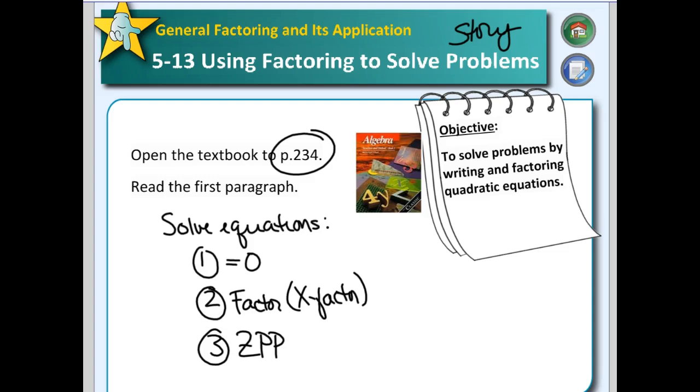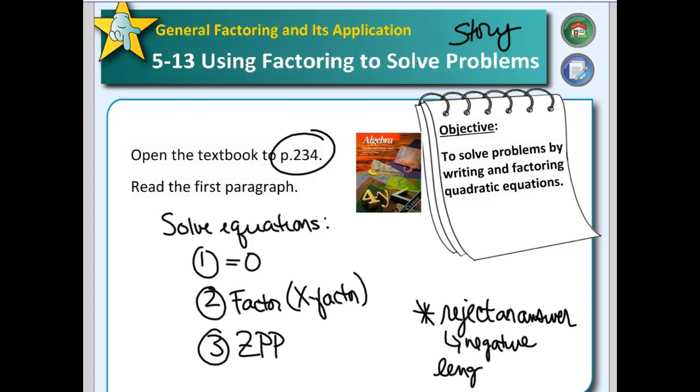Now, there's one thing that's a little bit different. We're going to find out that sometimes we might reject an answer. The reason we would reject an answer is if it's a negative number and they're asking us to solve for length or age. And hopefully that makes sense, because length can't be negative and your age can't be negative. And so you'll see that as we go through.